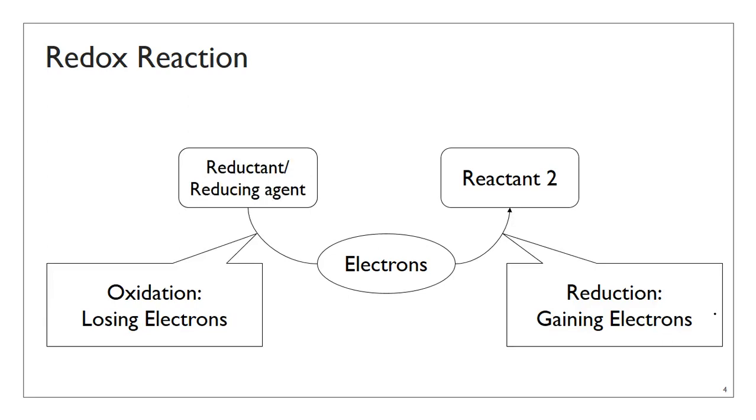Now, the substance that donates the electrons and causes something else to be reduced is called the reducing agent. So the reducing agent donates electrons and undergoes oxidation. The substance that accepts the electrons and undergoes reduction is called the oxidizing agent. So that's a summary of all the terms that I've given you so far.